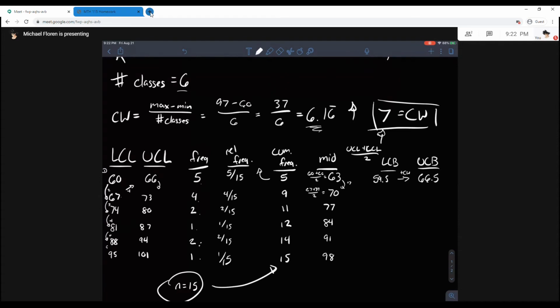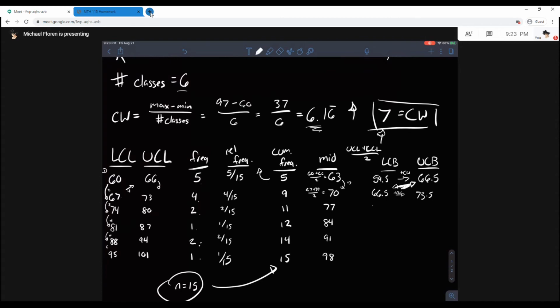66.5. And then we said that the upper class bound is the exact same thing as the next class's lower class bound. So these two numbers are the same. The upper class bound and the next lower class bound, these guys are exactly the same. And then again, I add the class width to get the next upper class bound, so 66.5. I'm just going to type this into my calculator. Plus 7 is 73.5.